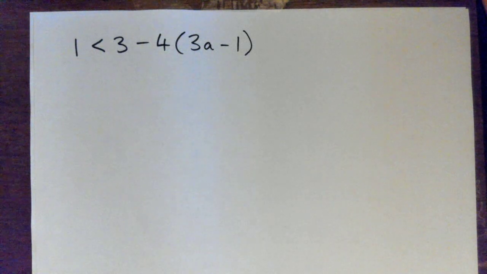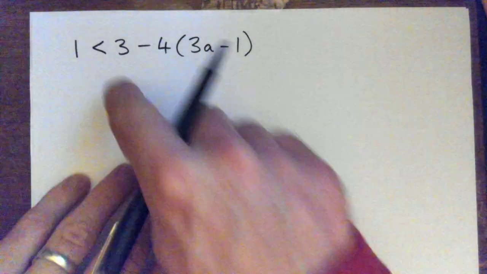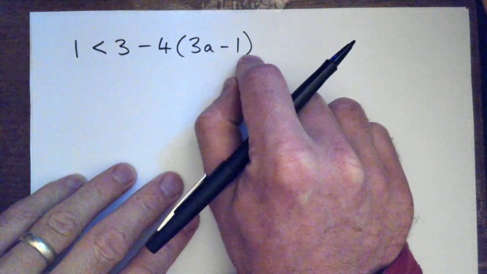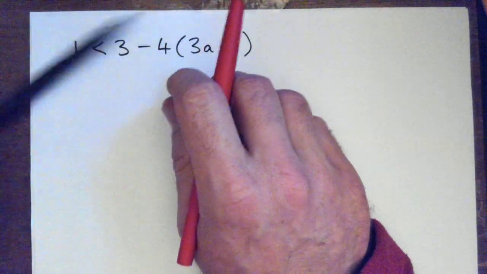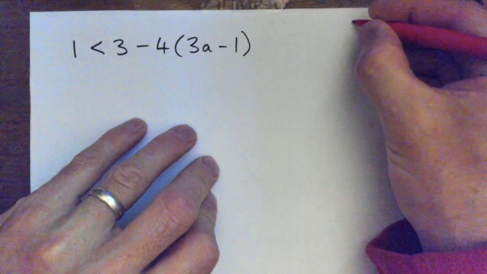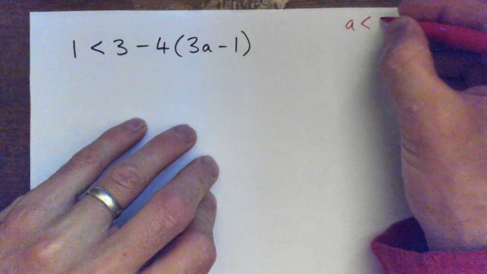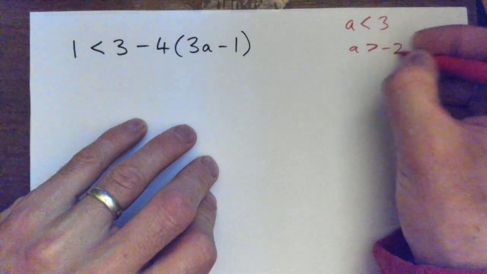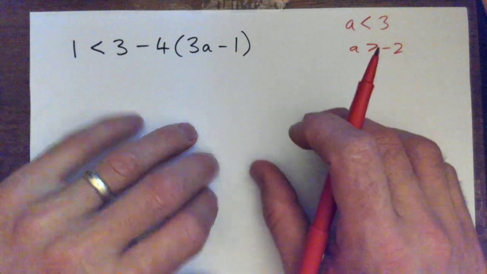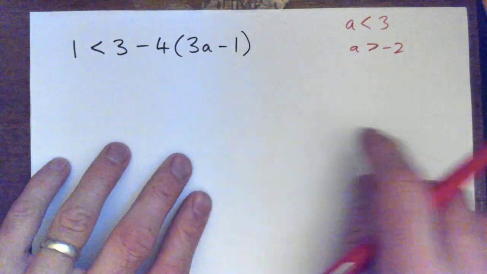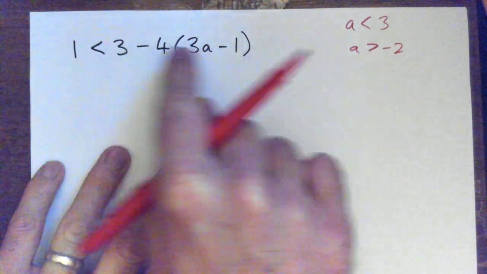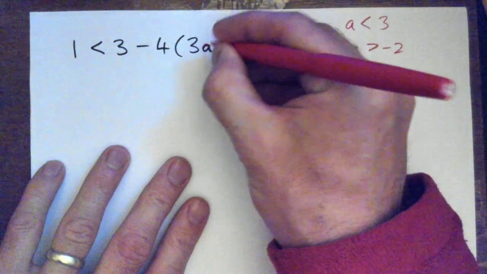Okay, here we go. So we got 1 less than 3 minus 4 times 3a minus 1. Now, we've got to solve this for a. So at the end of all this, we want to see something like a is less than 3 or a is greater than negative 2 or whatever, right? Something like that. So we're solving an inequality. Now we just got the number 1 over here, and we got the a is here, so we got to solve for a.